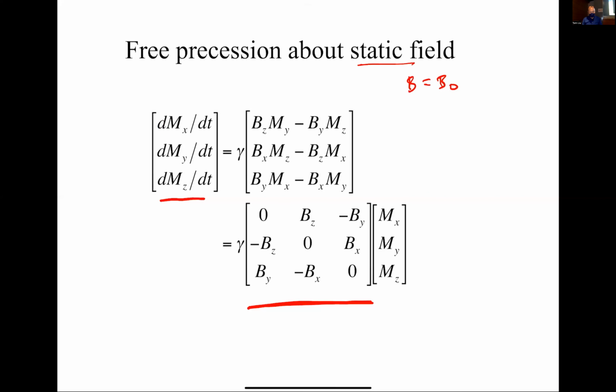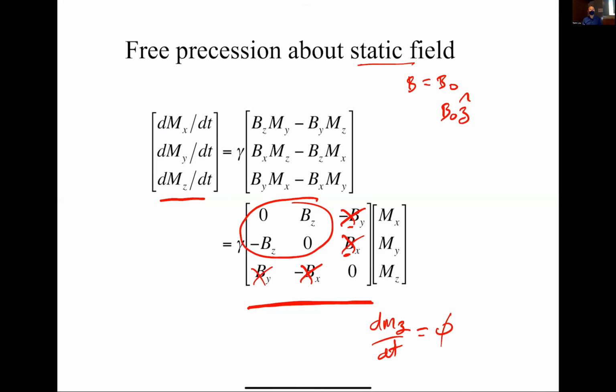Now in this case, we've left it in fairly general form so that you can have bx and by components. But if it's just B equals B naught, we typically assume B naught equals z hat. And so these terms would go away, right? And then all you have is this thing. As you can see, that means dmz/dt equals 0 for free precession. So that means that this thing just goes around in the xy plane.